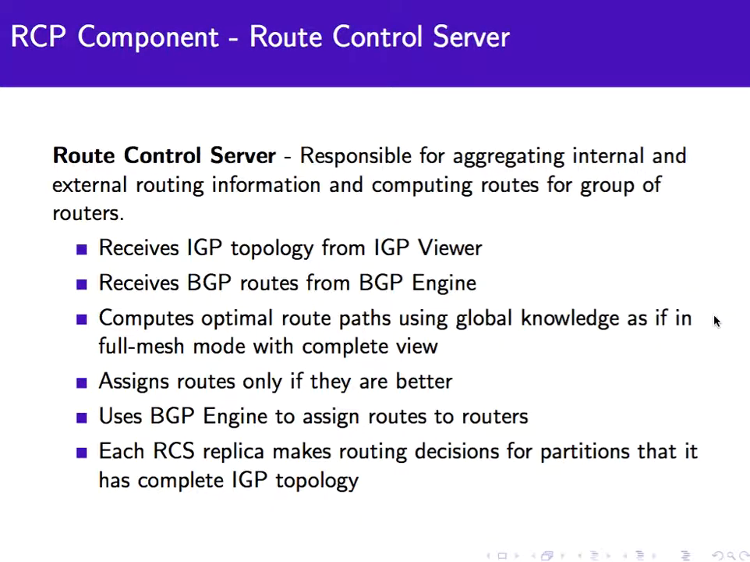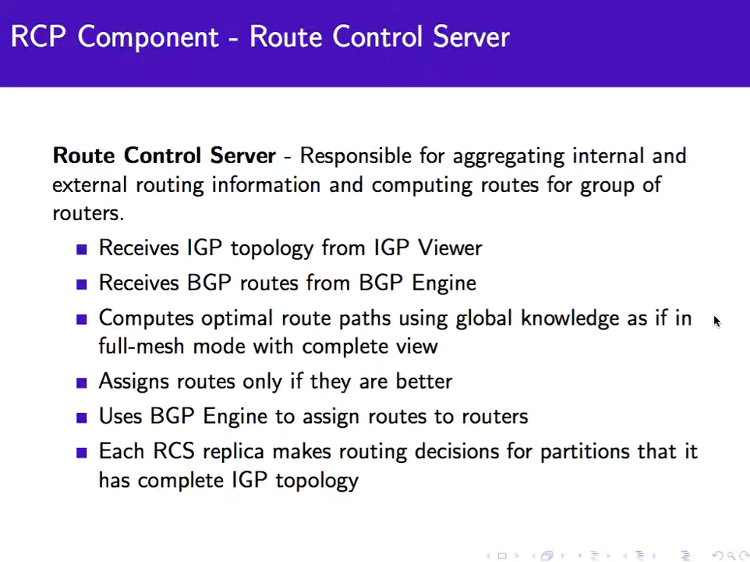So the route control server maintains the global view, or the full mesh, as in the BGP routing scheme. It is responsible for aggregating internal and external routing information and computing optimal routes for a group of routers. The first thing it does is gather the IGP topology from the IGP viewer, and the second thing it does is gather the BGP routes from the BGP engine. Then it takes those two and computes globally optimal paths. Once it computes those paths, it pushes that information back to the BGP engine, and the BGP engine is responsible for notifying all the routers of the optimal paths.